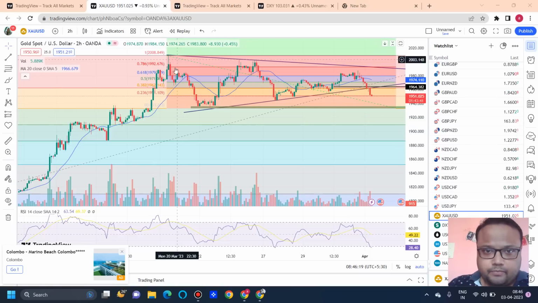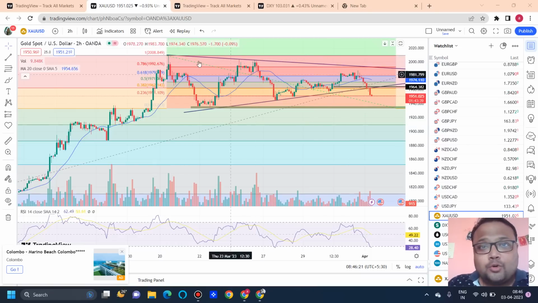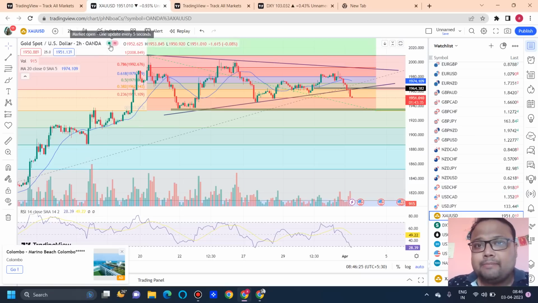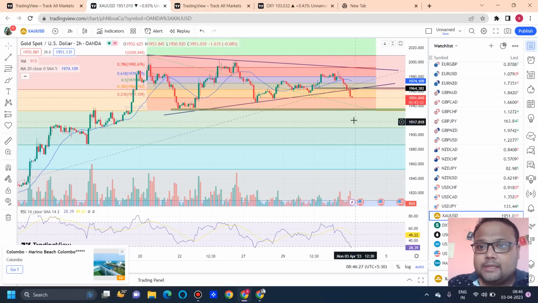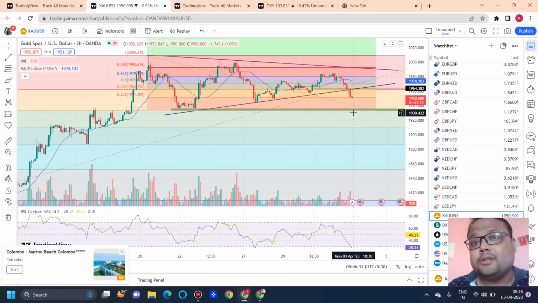You can see that market is out of the symmetrical triangle pattern here. Symmetrical triangle is a bilateral pattern, and market is going down. Because of the market sentiment, further downside is also very much possible. So keep your eyes on 1934-35 level.